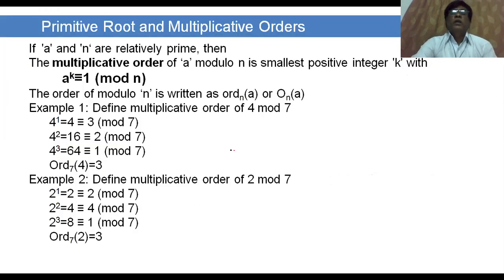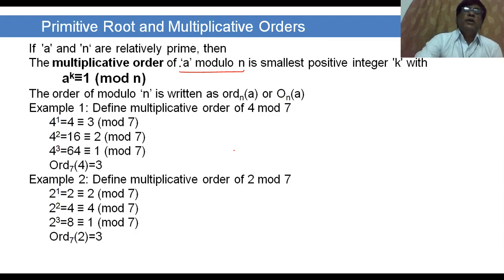Next topic is the primitive root and multiplicative orders. So what is the meaning of the multiplicative order? Assume some a and n are coprime numbers. Then the multiplicative order of a modulo n is the smallest integer k.